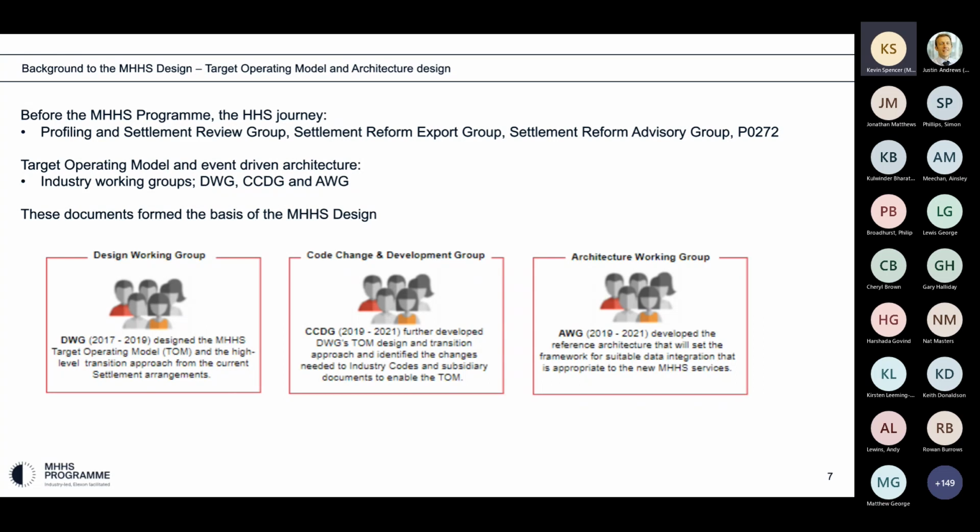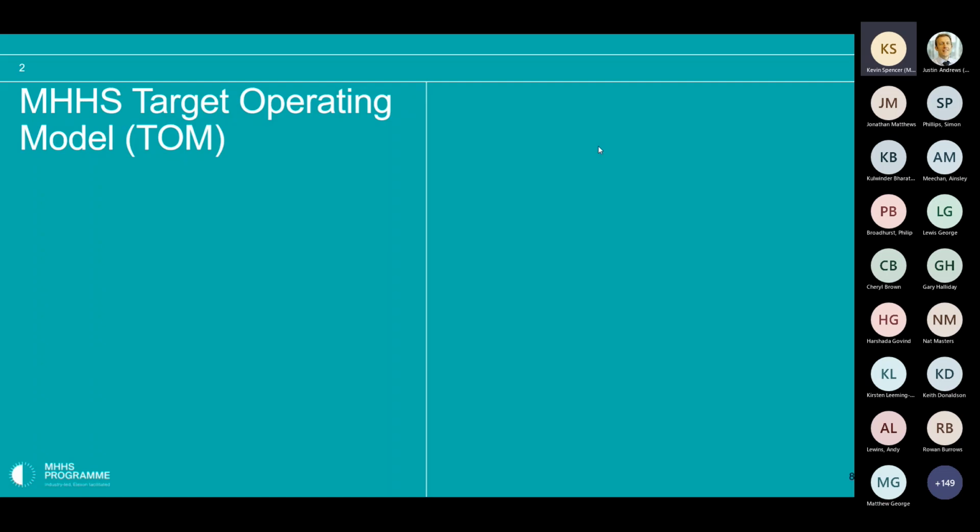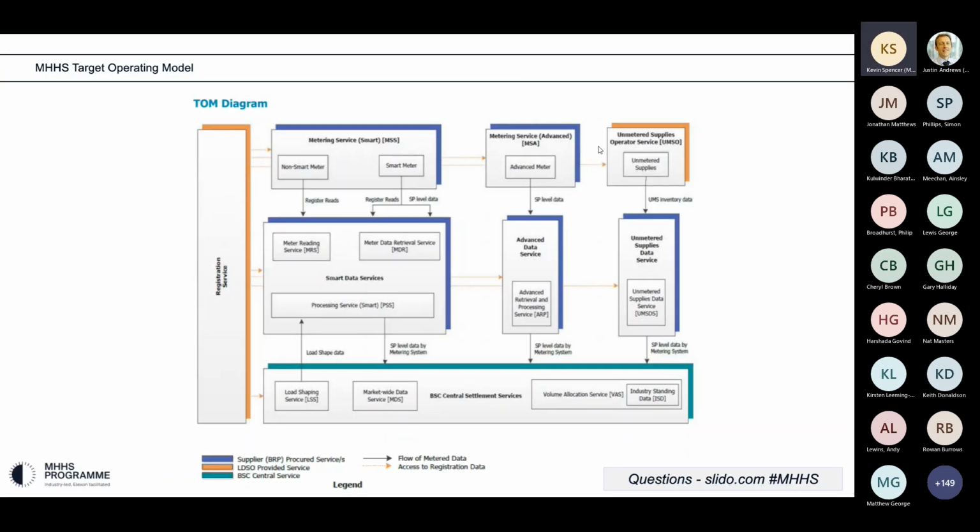I'll now go on and talk you through the target operating model. Next slide, please, Justin. Many of you hopefully have seen this version of this diagram before. This is the diagram as it was delivered to Ofgem by the design working group. It had blue shading, which were supplier provided services. It had orange shading, which was services that were LDSO provided, and it had this teal shading, which is the box at the bottom there, which is the BSC Central Settlement Services.